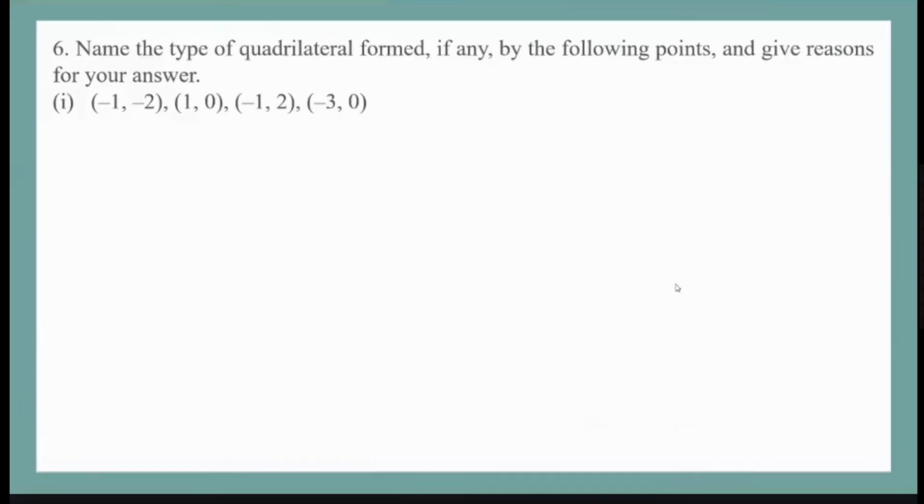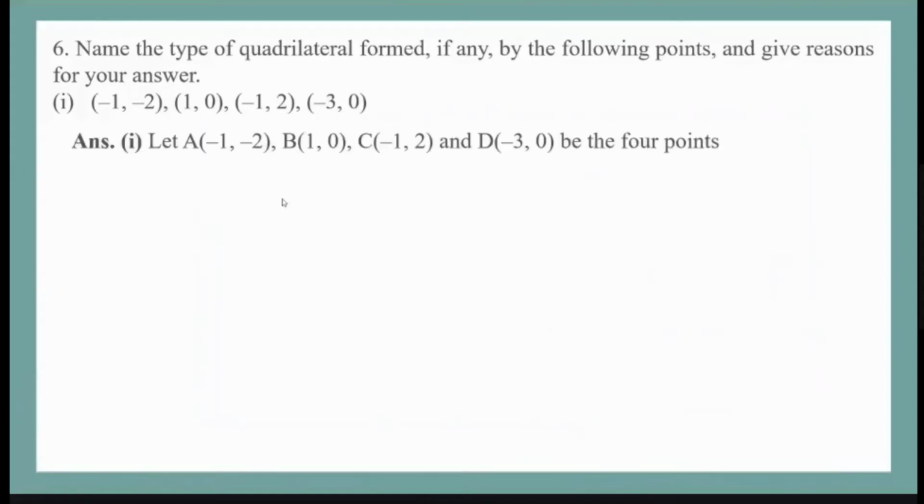Sixth question: name the type of quadrilateral formed, if any, by the following points and give reasons for your answer. Let A (-1, -2), B (1, 0), C (-1, 2), and D (-3, 0) be the 4 vertices of the quadrilateral.